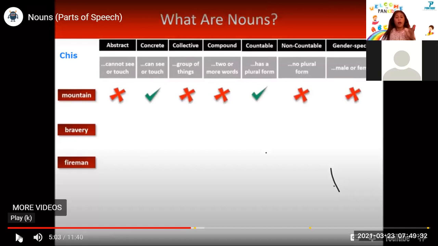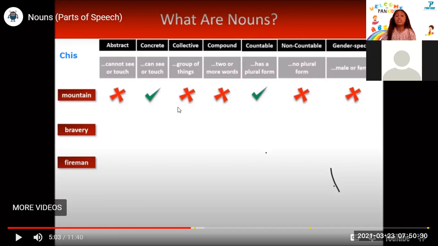Look here, Uyen. In the nouns lesson, you have the different nouns here. Abstract nouns you cannot see or touch. Concrete nouns you can see, touch, and hear. A collective noun is a group of things. Compound nouns are made of two or more words. Countable nouns are the ones you can count: one, two, three, four. Non-countable nouns are the ones you cannot count. Gender specific nouns can be male or female.